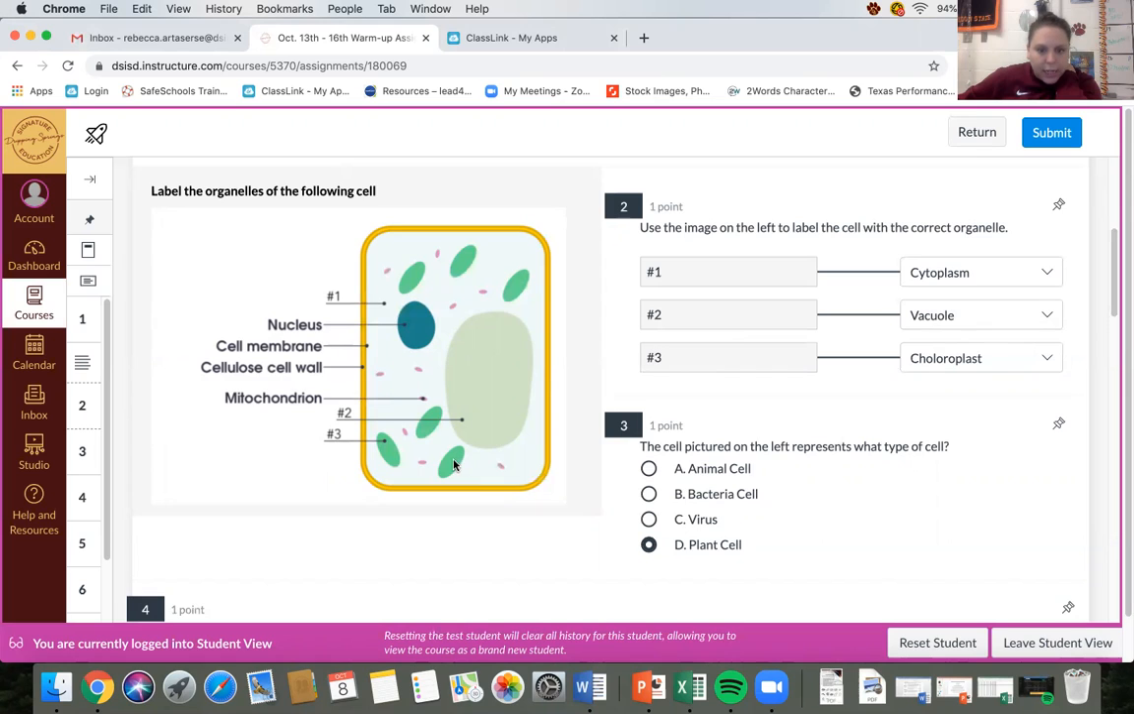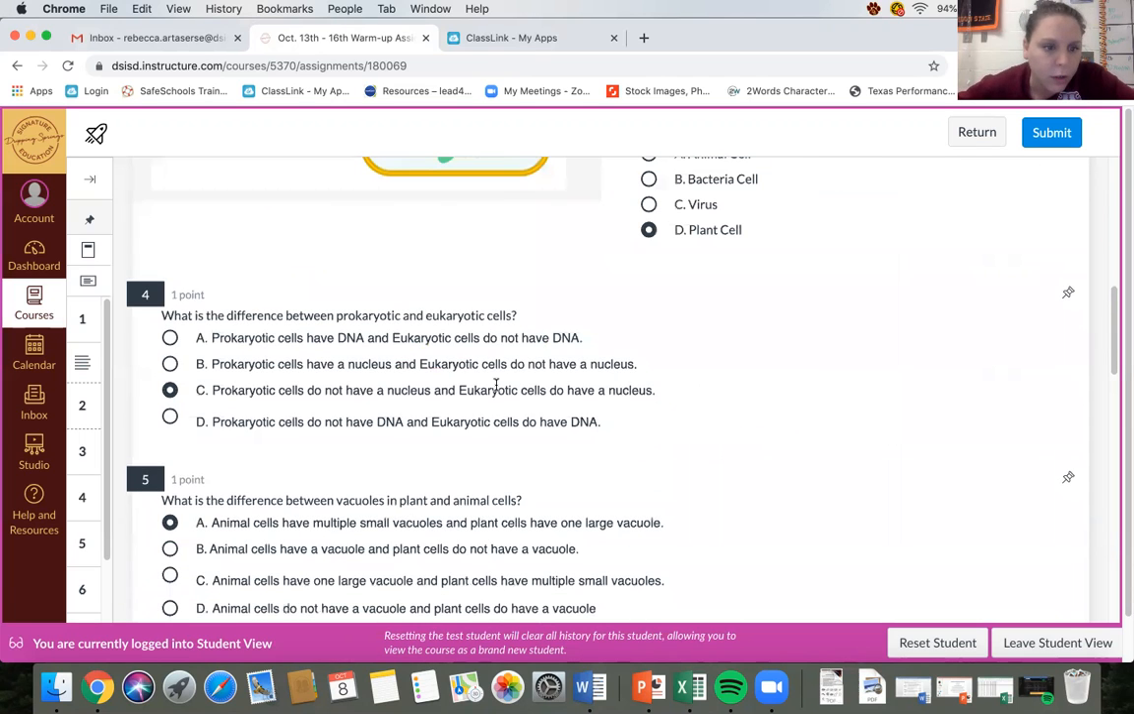And three, I have a bunch of green little blobs. Again, I know this is a plant cell, and if mitochondria is already identified in the pink, I also need chloroplast, and that's going to be green because of the chlorophyll. It reflects the light and makes it green, and so that is going to be our chloroplast. And so the cell picture to the left represents what type of cell? We just talked about it. It's a plant cell because one, it has a nucleus, so it can't be a bacteria cell. A virus isn't a cell. And then we know that it has a chloroplast, a large vacuole, and a cell wall, so that makes it a plant cell.